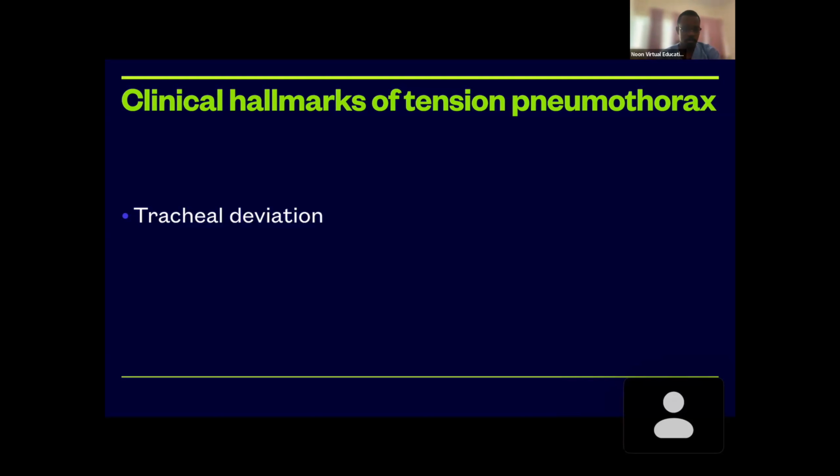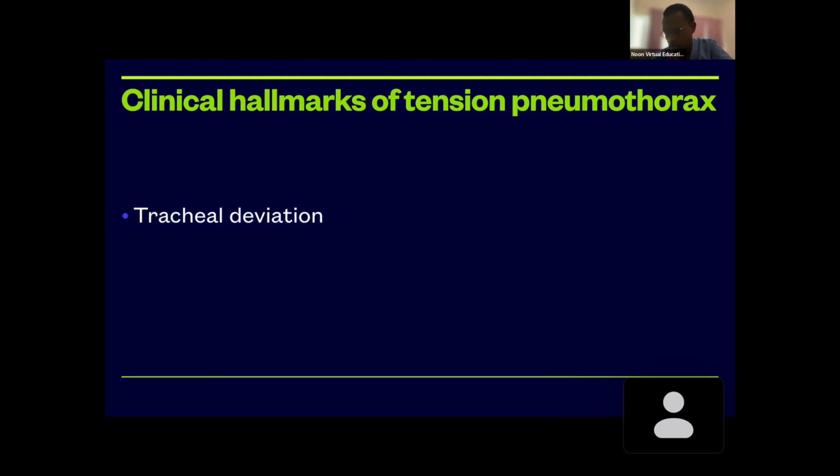If you are suspecting tension pneumothorax and you find tracheal deviation, sure, deviation away from the side of the tension pneumothorax, then you need to go ahead and do an intervention. Distended neck veins were mentioned by Irene Taufik. Distended neck veins can also be seen in congestive heart failure, so we need something more specific.